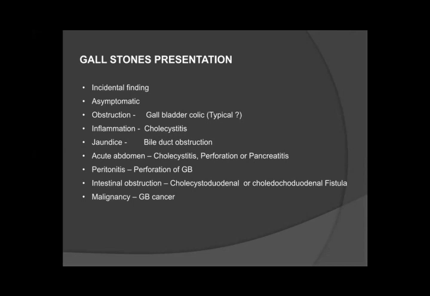Perforation. When it perforates, it will create a picture of acute abdomen. The pain is generalized all across the abdomen, with rigidity, guarding, and vitals that all point towards an acute abdomen picture. And along with that, when it perforates or leaks, it can also irritate the pancreas. Hence, it can also cause pancreatitis. Peritonitis, the same perforation of the gallbladder, peritonitis, and acute abdomen go hand in hand. Intestinal obstruction can be caused as well.